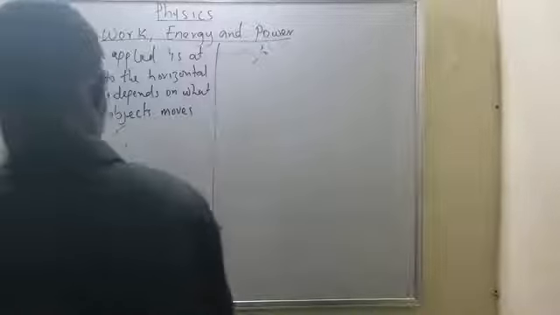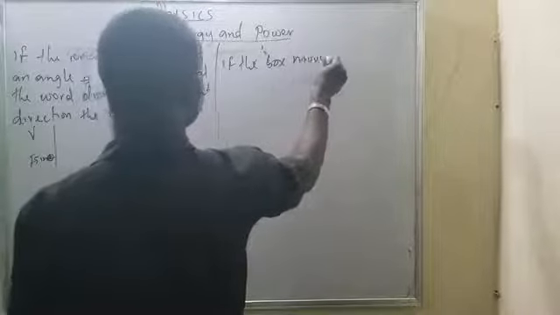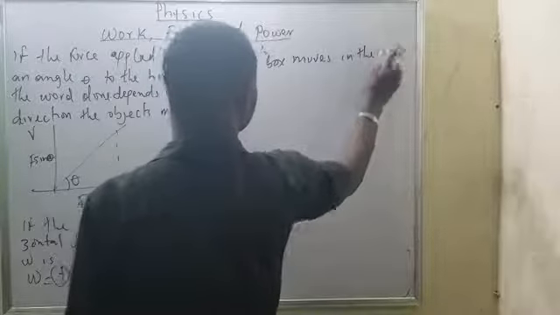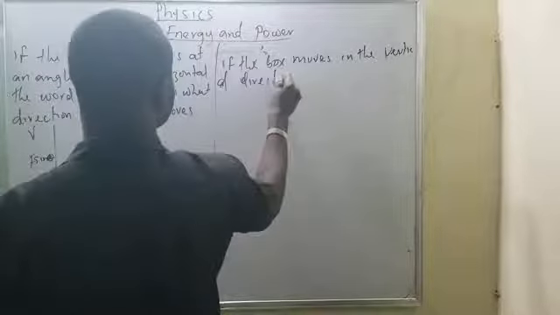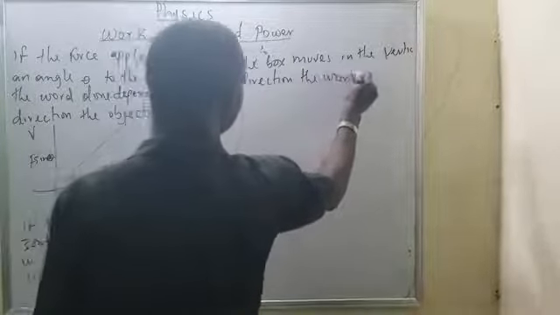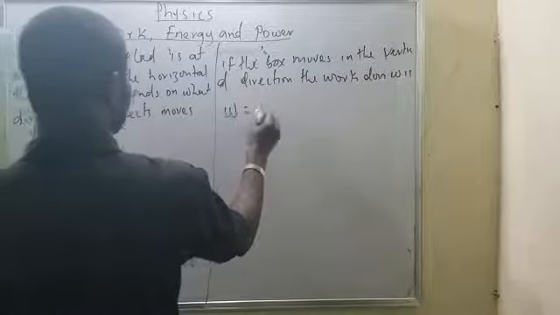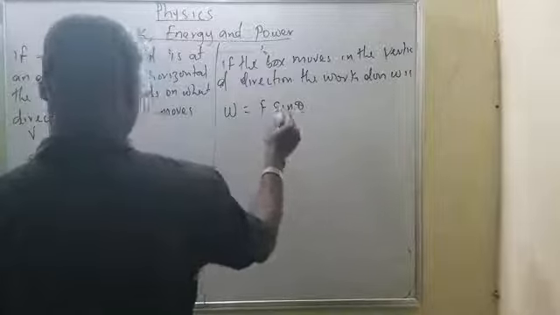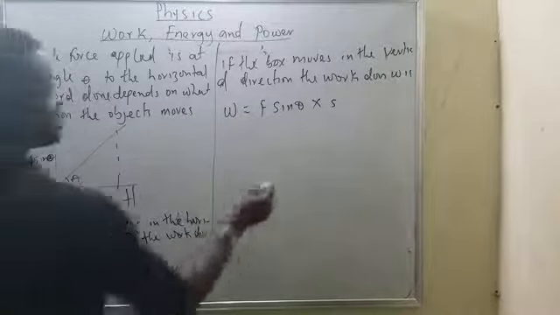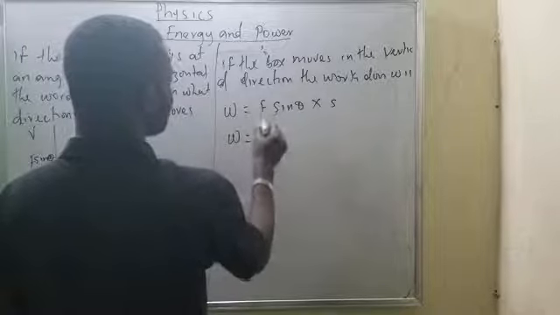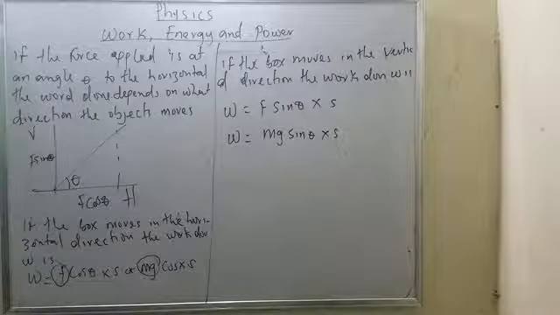And if the bus moves in the vertical direction, the work done W is equal to F sine theta multiplied by distance. This is my distance, so I just put it as x. Please take note of that. It is also the same thing as mg sine theta multiplied by x. Please take note of that. Very, very important.